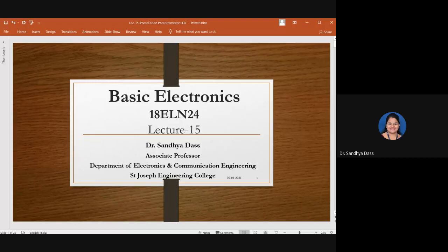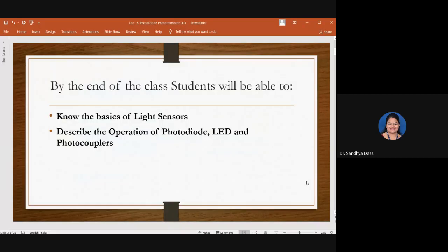So, by the end of this class, you will know some basics of light sensors, and you'll be able to describe the operation of photodiode, LED, and photocouplers. All right.